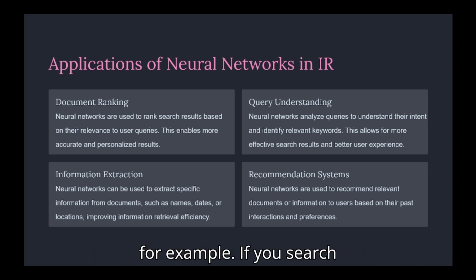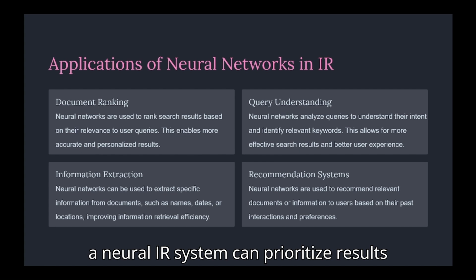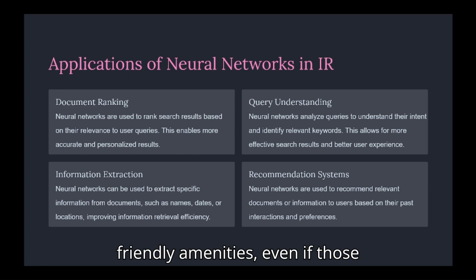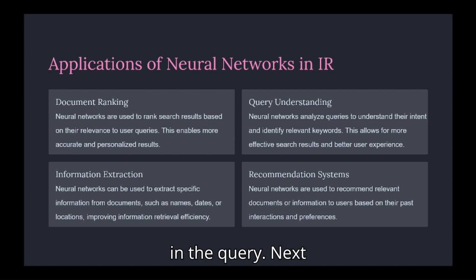For example, if you search for best family friendly hotels in Paris, a neural IR system can prioritize results based on reviews that emphasize family friendly amenities, even if those specific words aren't repeated verbatim in the query.